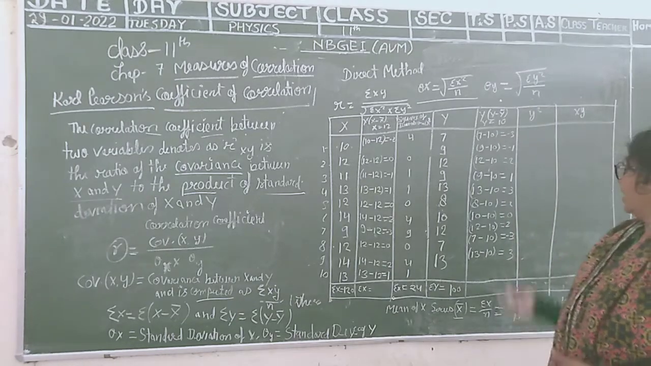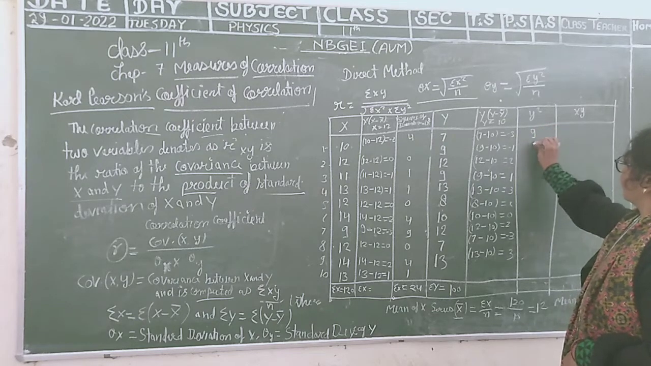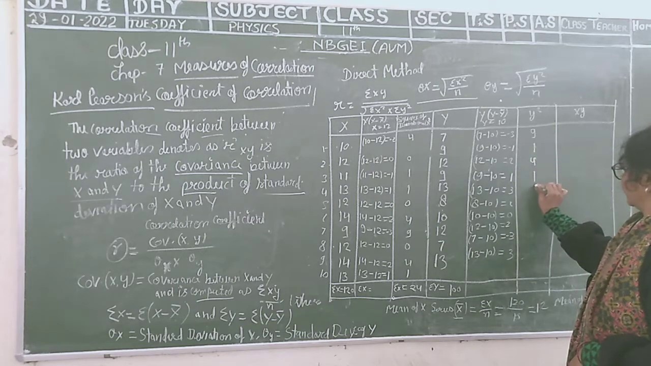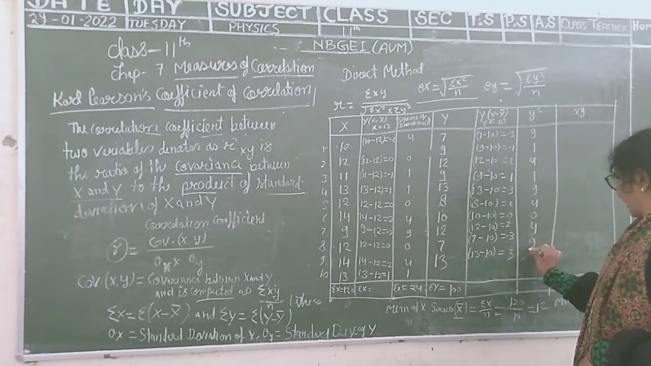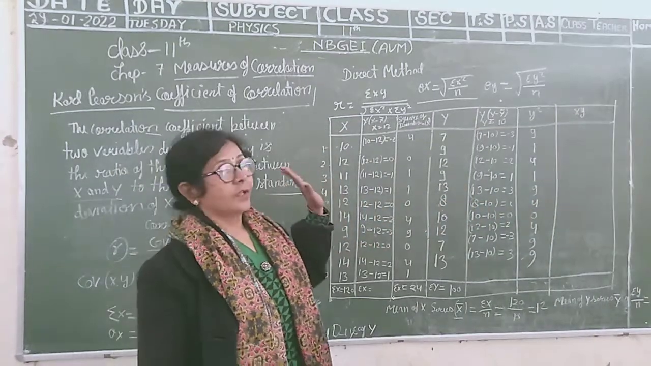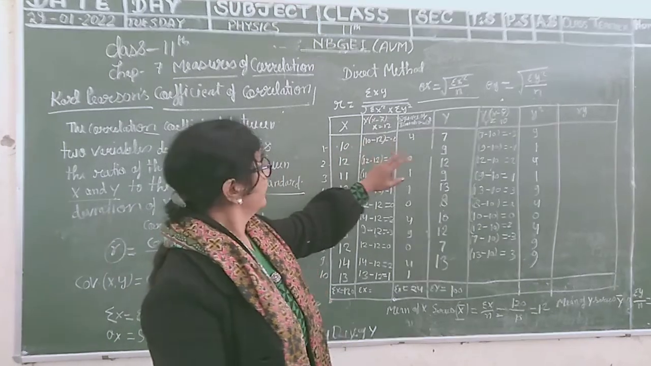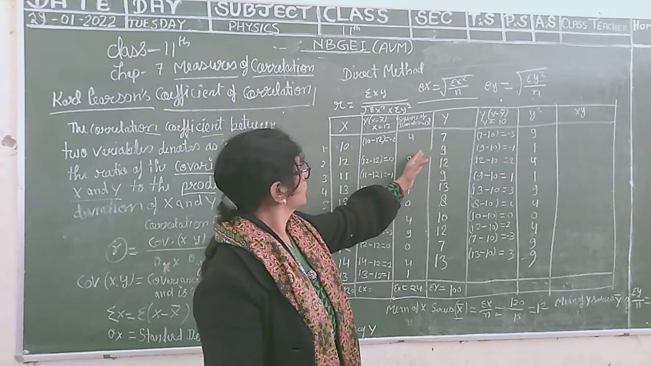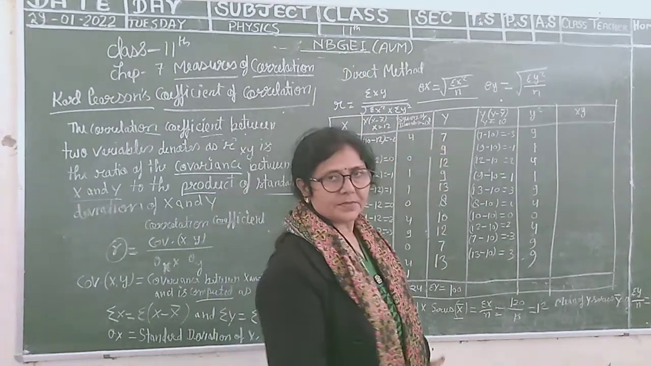Understand? And what is the sum of squares? Minus 3 squared is 9, 1, 4, 1, 9, 4, 0, 4, 9, 9. Correct? Understand? Firstly, we will find out the mean, then x minus mean, and the same process in the y series.